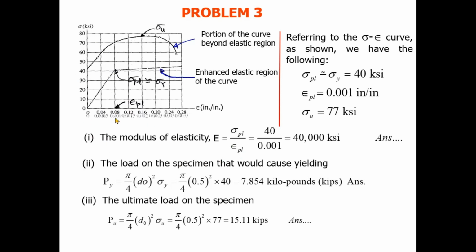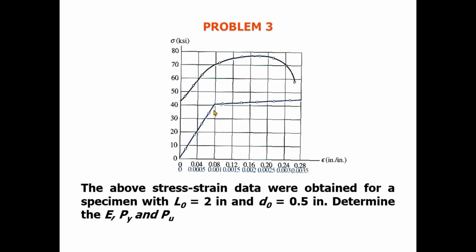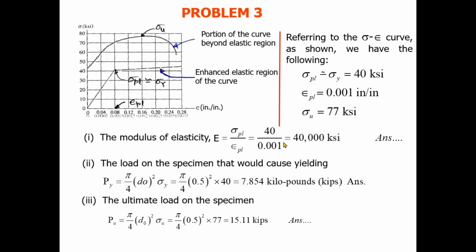So from the above graph, we say that stress at the proportional limit and strain at the proportional limit equal 40 and 0.001. Here you can see clearly, it's 0.001. So we just put the values and we get E, the modulus of elasticity, which is 40,000 KSI.